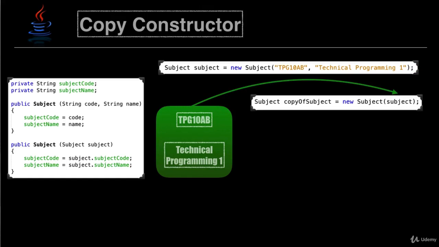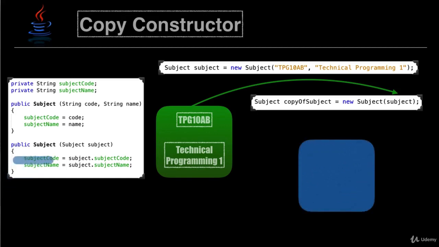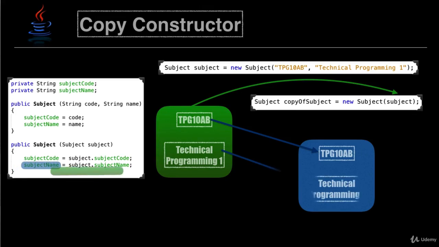So how do we make a copy of an object? We need to copy all the fields of the object we want to copy to the fields of the new object that will be constructed. So now for our blue object, we set the subject code the same as the subject code of the green passed in object, and we set the subject name of the blue object to the subject name of the green object. And now we made a copy of the green object.